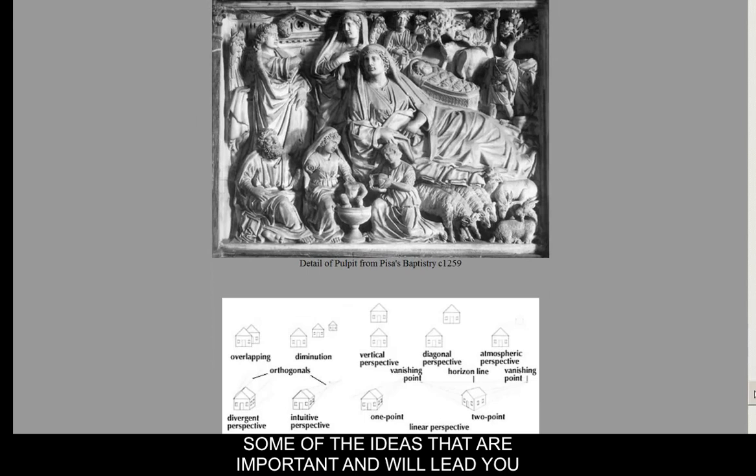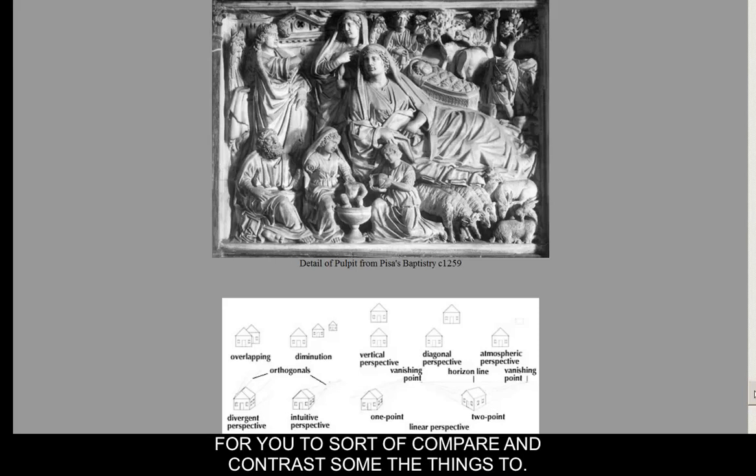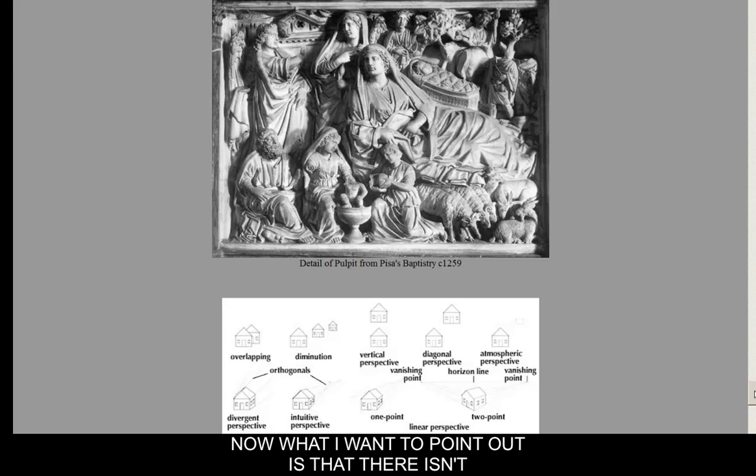Some of the ideas that are important and will lead you to be able to study the Renaissance are how space is created in images. So I've included a diagram here beneath the pulpit of Pisa for you to compare and contrast some of the things too. Now, what I want to point out is that there isn't enough architecture in here to see that there isn't true what's called linear perspective, 1 and 2 point perspective.